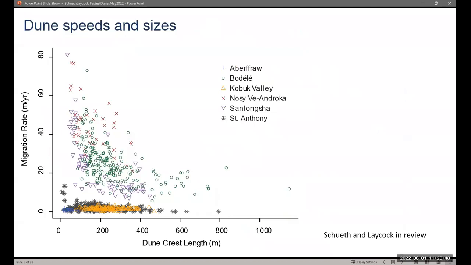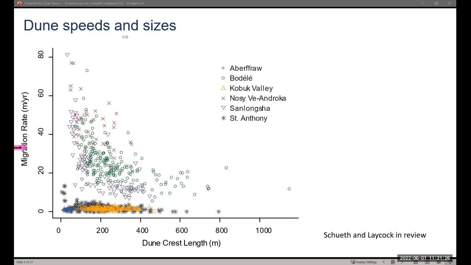One of the things that we wanted to do is to compare dune speed to their size, as other authors have done before. And so this is not showing all of the measurements, but it is showing the top 3 fastest dunes, which are the Bodele, the Nosy Bay and Troca dunes field, and the Sanglong dune field. So those are the 3 fastest, and the 3 slowest on average, which are the Aberfraw, the Kobuk Valley, and the St. Anthony dune fields. And each of these points then represents the dune crest length, which is a measure of the size of the dune on the x-axis, and the migration rate, how fast they're moving, on the y-axis.